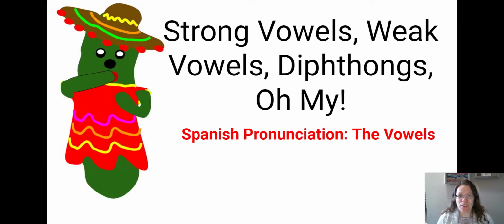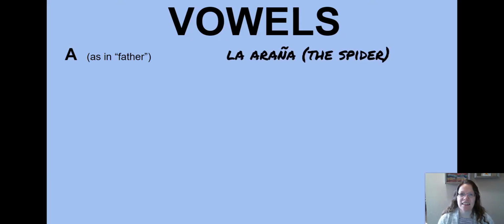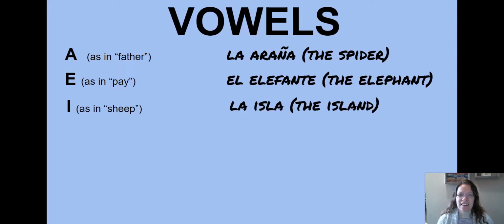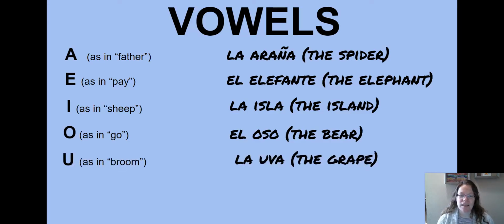Hola, this will be a video about Spanish pronunciation, specifically how to use the vowels. There's 5 vowels in Spanish. They are A, as in araña, E, as in elefante, I, as in isla, O, as in oso, and U, as in uva. And I hope that during this video you will repeat after me after all the words.